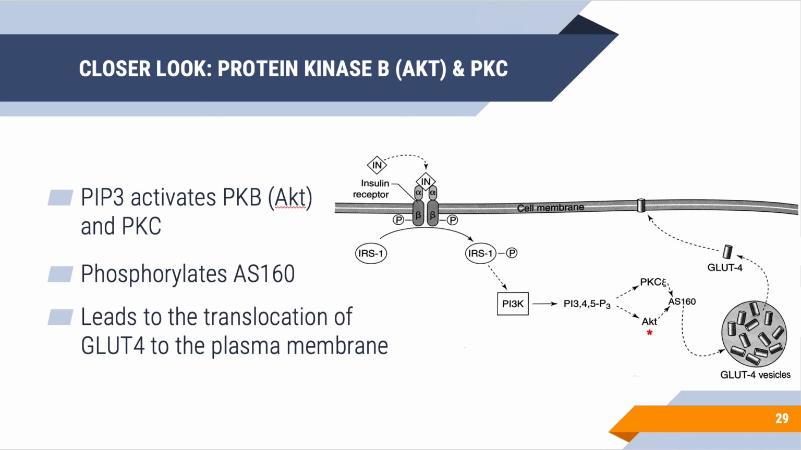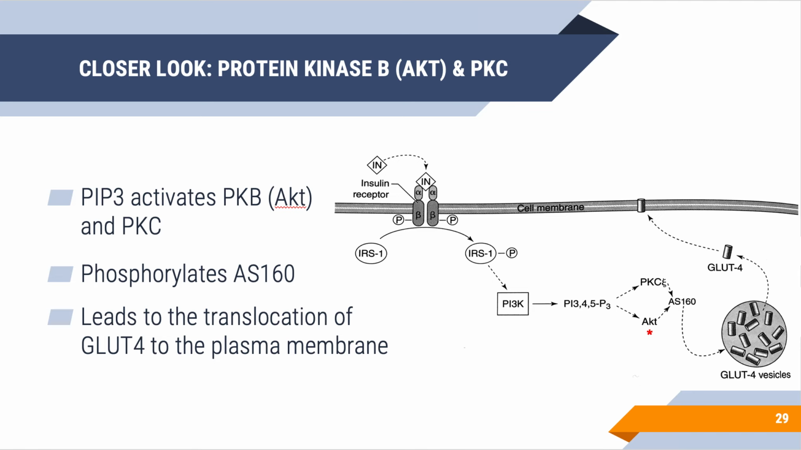Importantly, PIP3 can then activate one of 2 pathways. It can either activate protein kinase B, which is also known as AKT, or it can activate protein kinase C. Ultimately, this leads to the phosphorylation of AS160. AS160 we know is responsible for bringing GLUT4 from those intracellular pools to the plasma membrane.